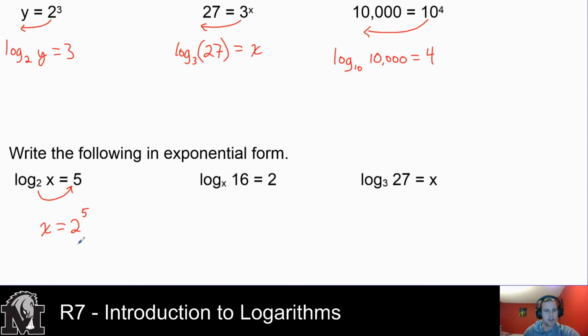Feel free to pause the video before each of the next 2 examples if you want to try it on your own. So the base of the logarithm is going to move to the other side. So 16 equals x to the power 2. Same thing over here. Move the x over. 27 equals 3 to the power x.